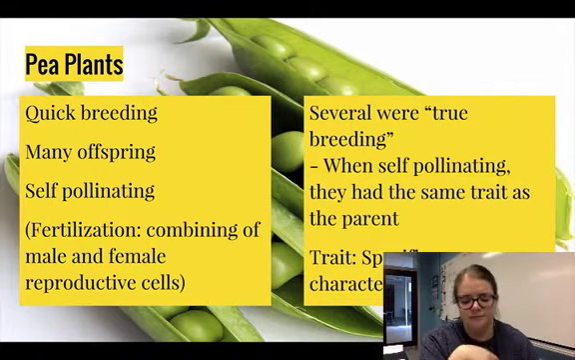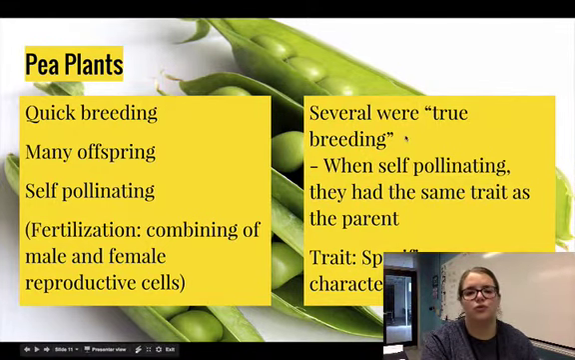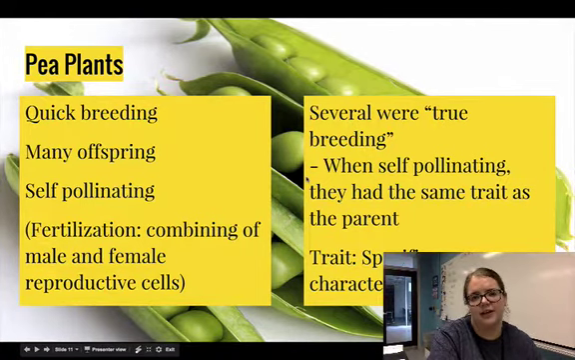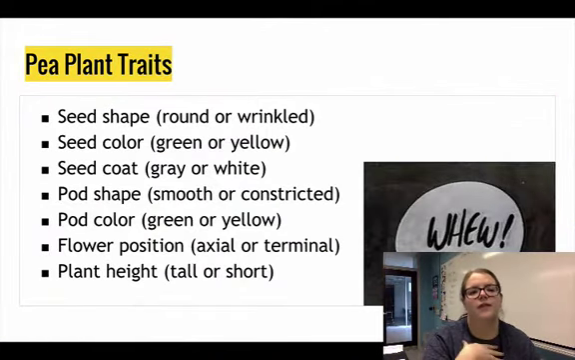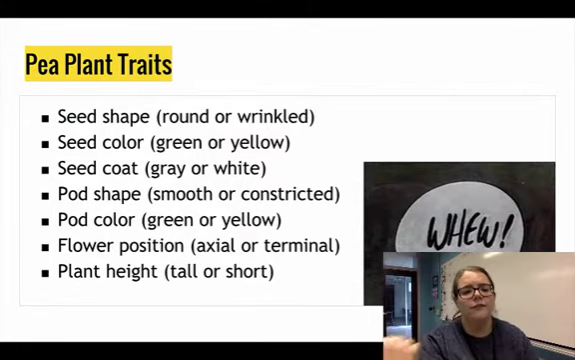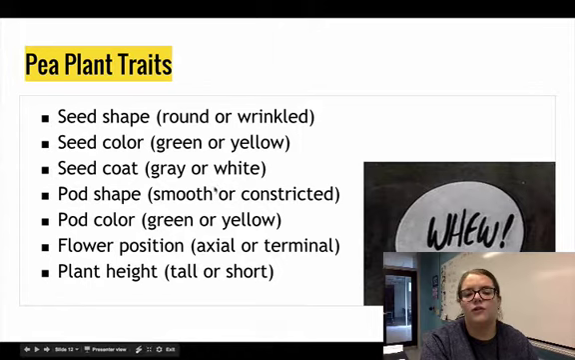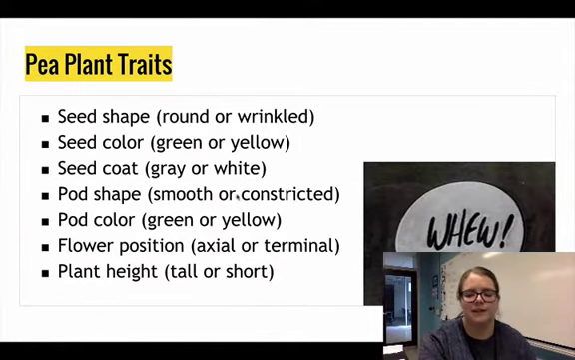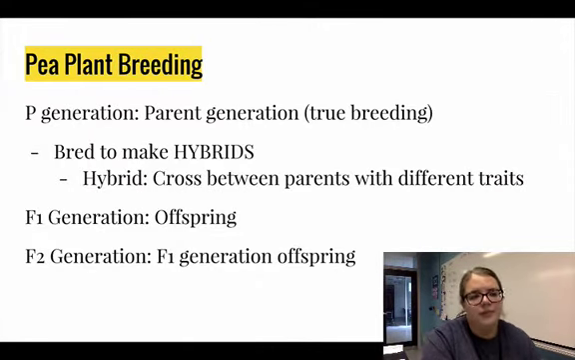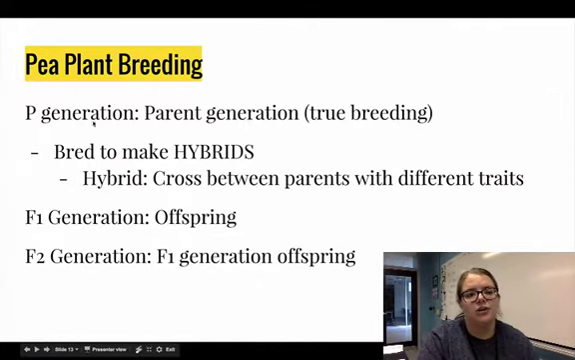So what he did was he waited until he had several true breeding plants. This means whenever they self-pollinated, they had the same trait as their parent. And a trait is just a specific characteristic. So for example, if they had a round seed shape, if they were true breeding, they always had offspring with round seed shape. So here's the traits he studied. Again, lots of different things he was looking at, and they all had these 2 different traits to them. Okay, so he was studying a lot. Again, rock star.